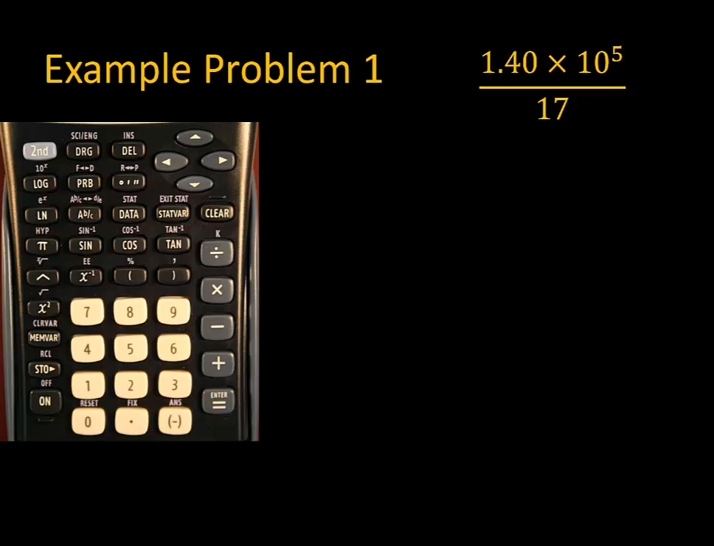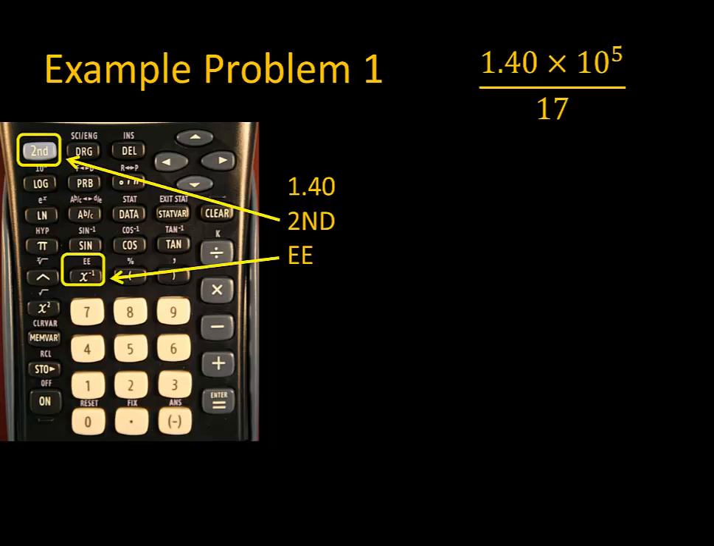Our keystrokes for the calculation are 1.40, second, EE. The last two keystrokes have told the calculator that the number will be in scientific notation, and now the next thing coming is the exponent on the 10, so we enter the 5. Now we're done entering that first number, but the calculator doesn't know it yet.